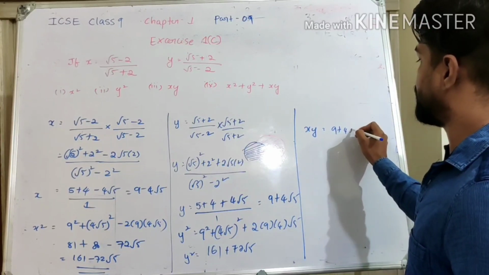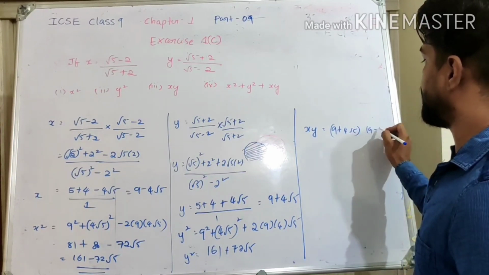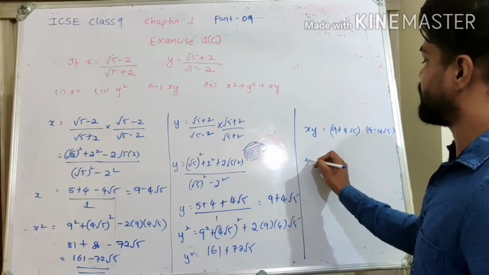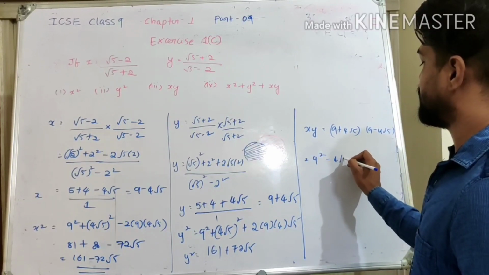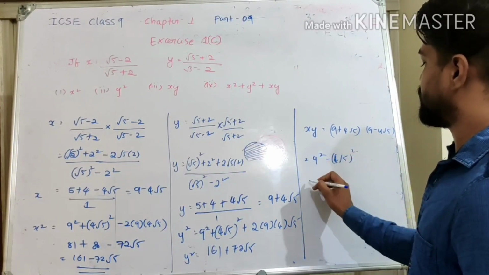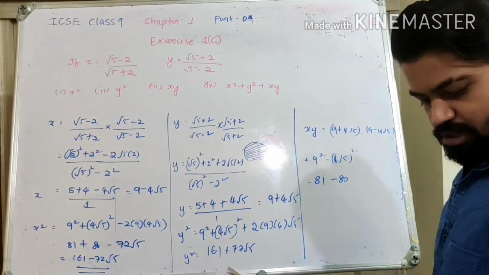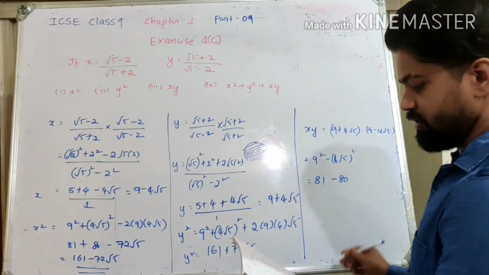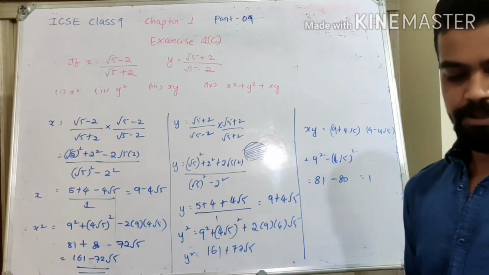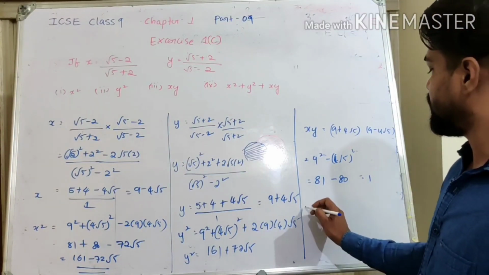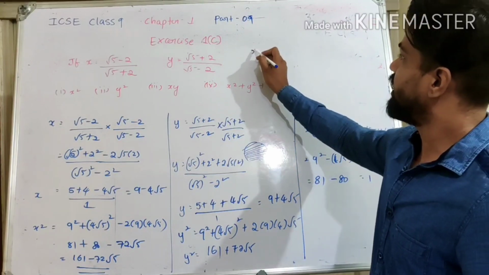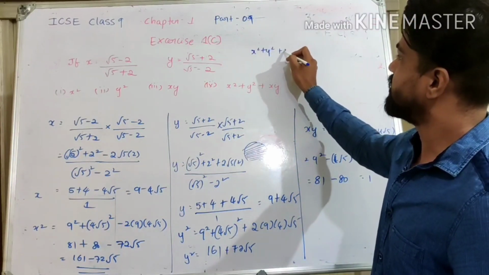(9 plus 4 root 5) into (9 minus 4 root 5), which will end up with 9 square minus (4 root 5) whole square. So we end up with 81 minus 80. So 81 minus 80 will be equal to what? 1. Right? So last one, x square plus y square plus xy.